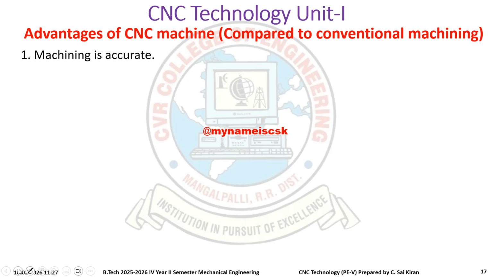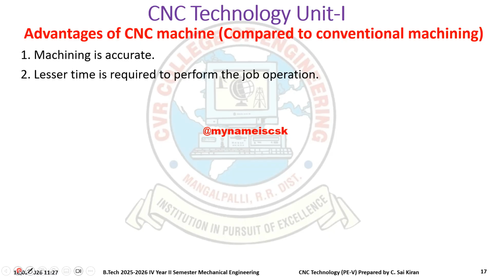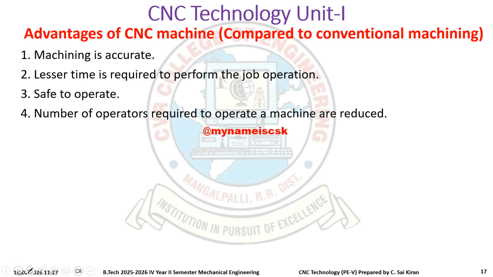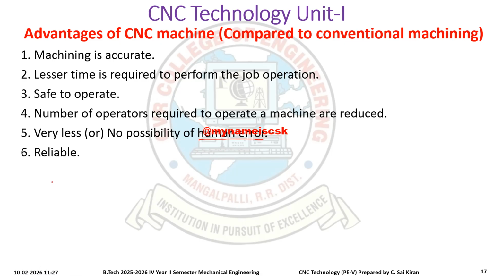Next, advantages of CNC compared to conventional machining. The machining is accurate; accuracy is higher compared to NC, the time for performing the job operation is very short, and it is very safe to operate. Next, the number of operators required to run machines is reduced. Suppose in manual machining, one machine requires one person. For four CNC machines, we require only one person, and there is no possibility of human error. So there are no human errors in CNC machines, and they are reliable.